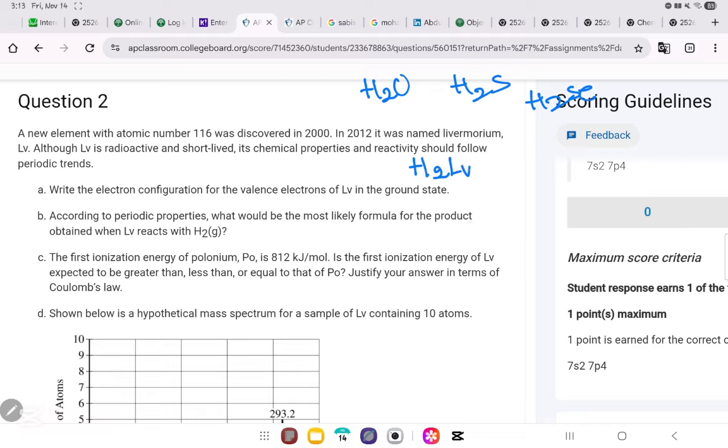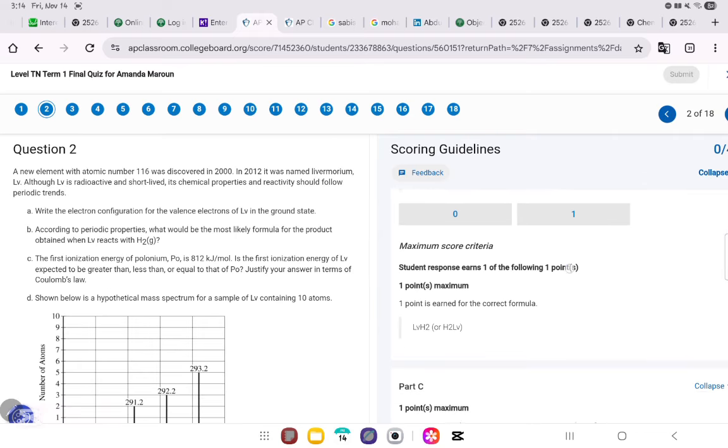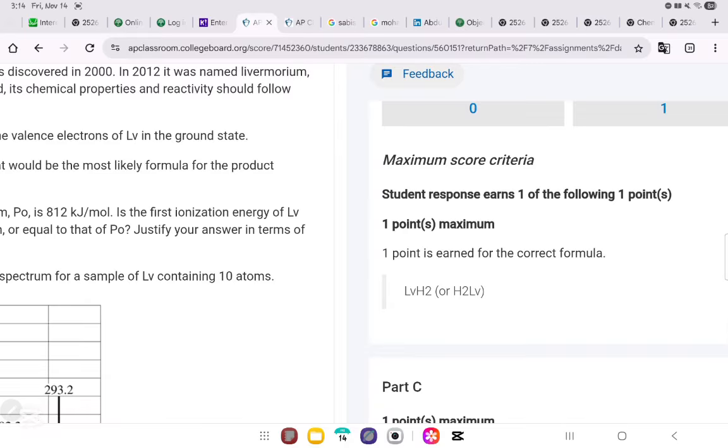Now, how did I know it's H2Lv? Because first of all, everything in the group is like this. That means for sure it's going to end up like this. And if I did the charge, it would be Lv2- and then H+. And then I would do the crisscross method and I would get H2Lv. Okay, so part B is my answer. It's either H2Lv or LvH2. You can write it either way because we're not supposed to know how to write it, but it's preferable to write it as H2Lv.